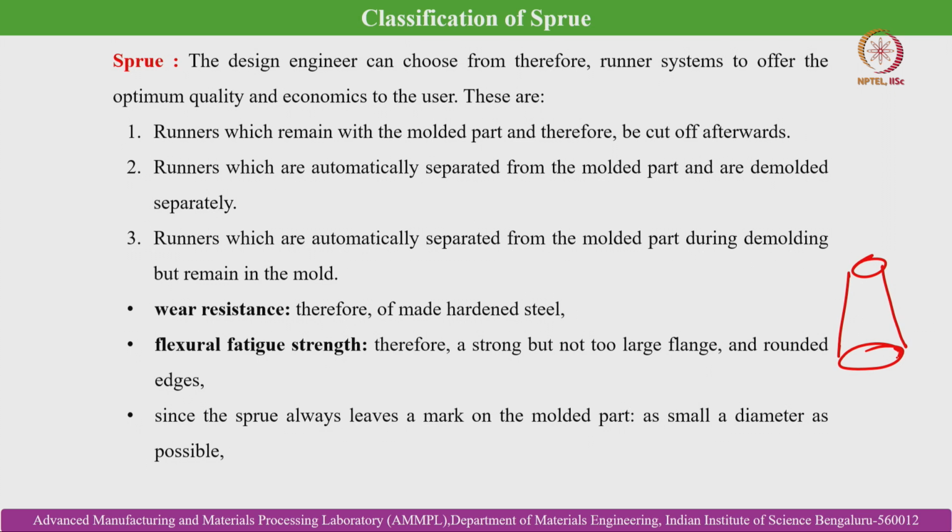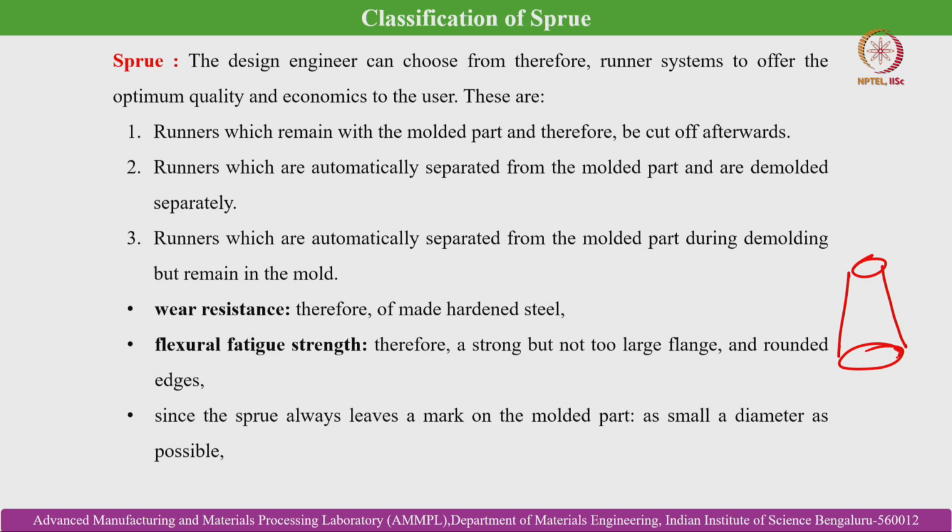Therefore, a strong but not too large flange and rounded edges can be implemented, and since the sprue always leaves a mark on the molded part, its diameter can be kept as small as possible.